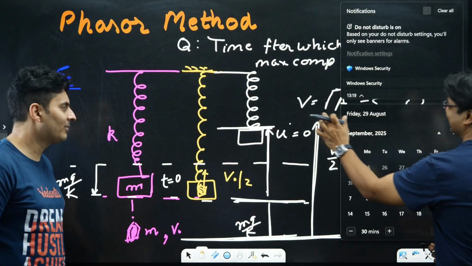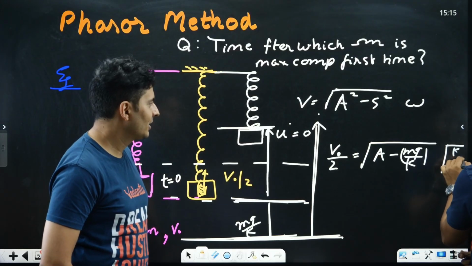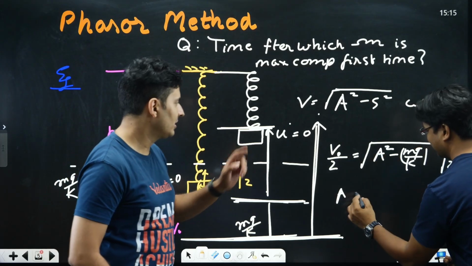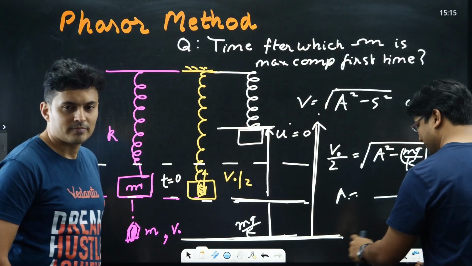Okay, it is k by m. Sorry. Yeah, so omega would be here, it would be k by 2m. Correct. So from here we get the value of amplitude. Perfect. And then what do we do?